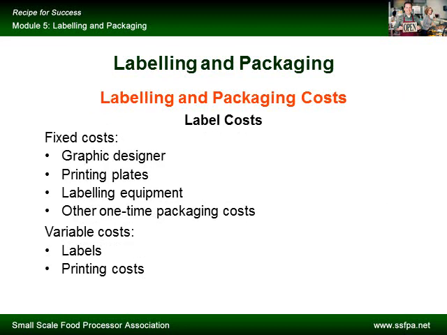Finally, we will discuss labeling and packaging costs. You will need to include the fixed and variable costs of your labels and packaging. Variable or direct costs vary directly with the volume sold. You may also have fixed or indirect costs, such as graphic or package design. These costs would be constant regardless of volume of business. Some examples of fixed costs are graphic designer, printing plates, labeling equipment, and other one-time packaging costs. Some examples of variable costs are labels and printing costs.